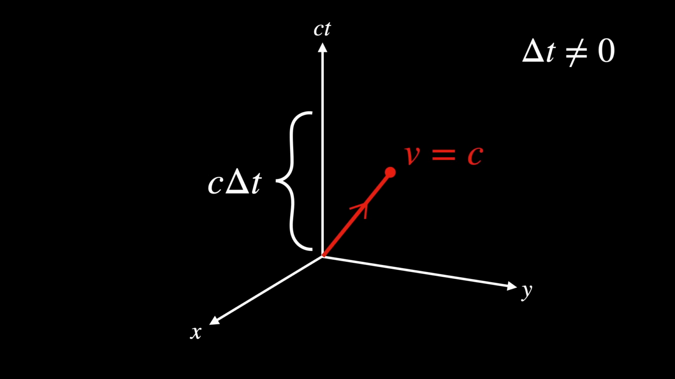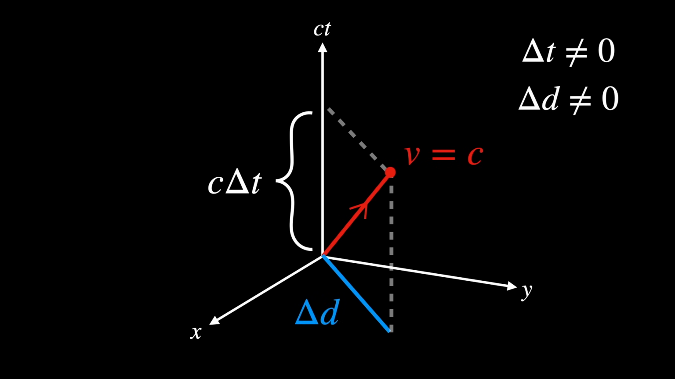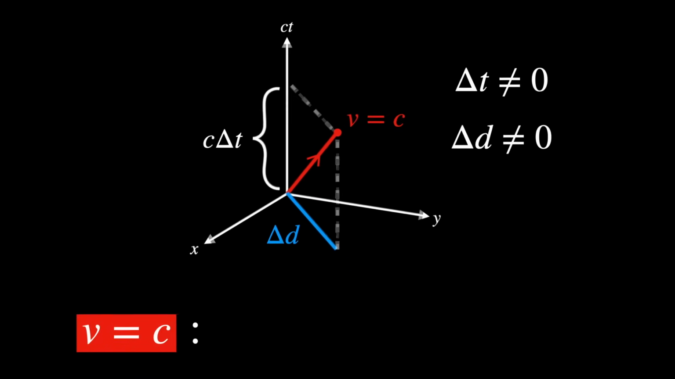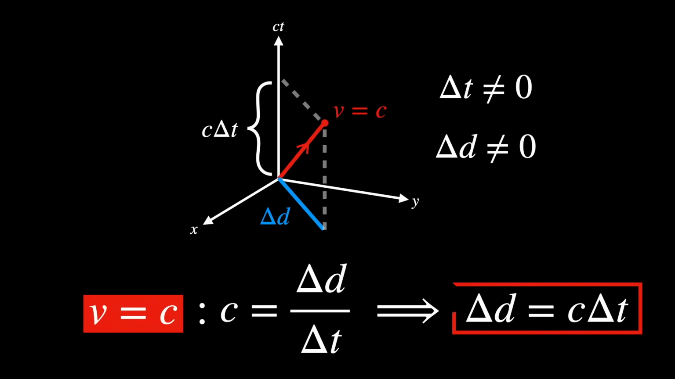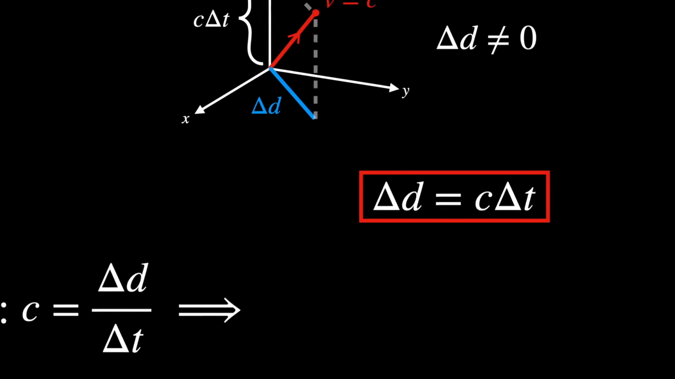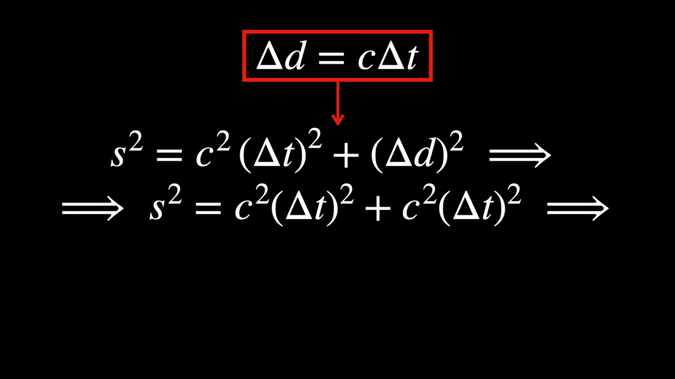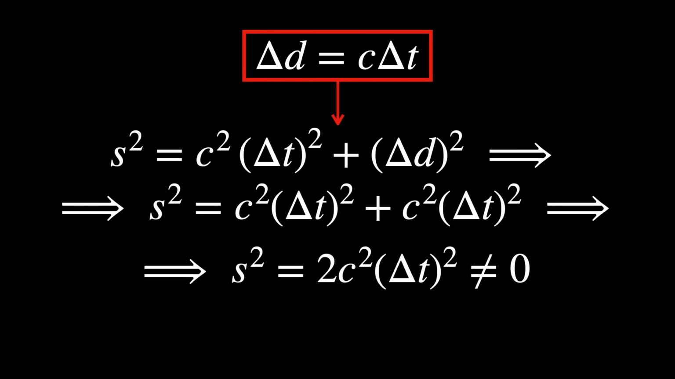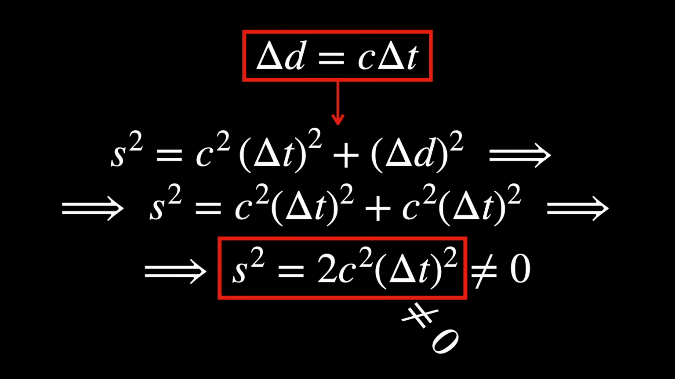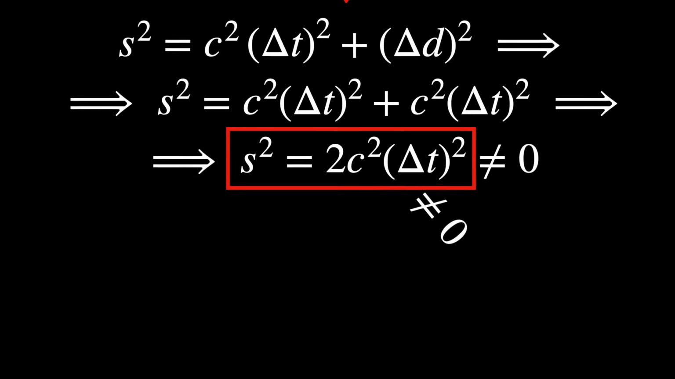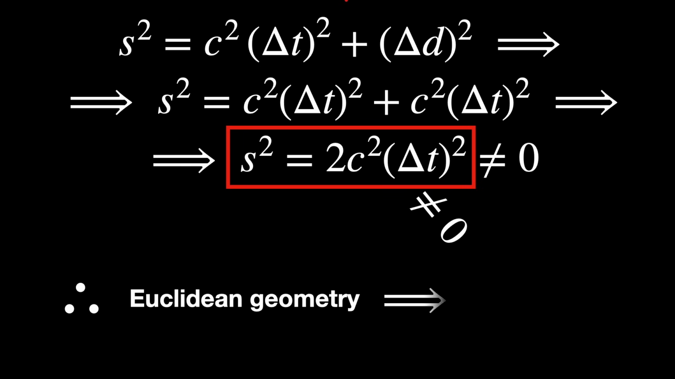The amount of time passed and the variation of spatial position are clearly not 0. Delta t is not 0, and delta d is not 0. Indeed, if v equals c, we have this. Using Euclidean geometry and this expression, we measure the space-time distance s. s squared is c squared times delta t squared plus delta d squared, reminding you that delta d squared is x squared plus y squared plus z squared. And using this equation, we find out that s squared can be written as 2 times c squared times delta t squared, which is different from 0, since the time interval is not 0. So the Euclidean geometry implies that s squared equals 0 is impossible.